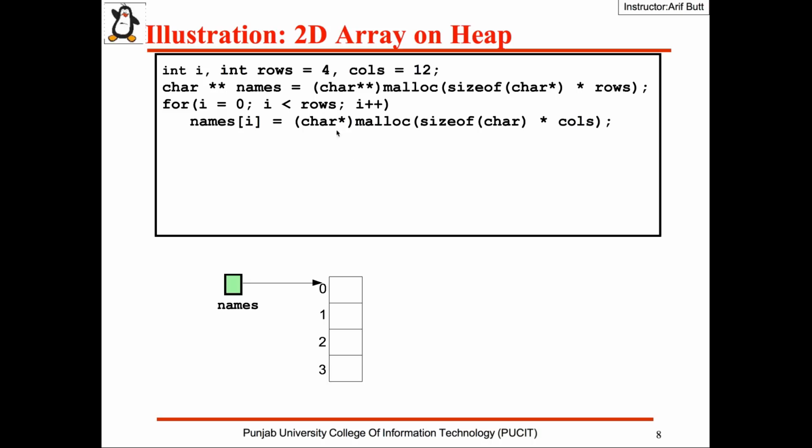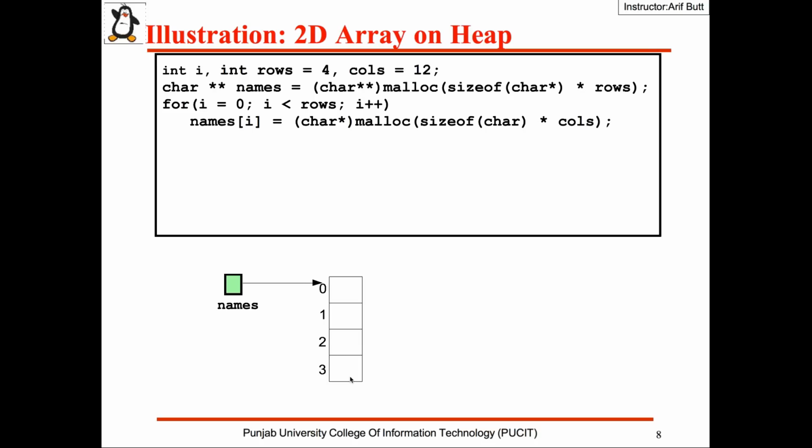Now, when this loop gets executed, actually we are requesting more memory on the heap. Memory on the heap for storing 12 characters, and this line will be executed 4 times. Once for this, once for this, once for this, and once for this.